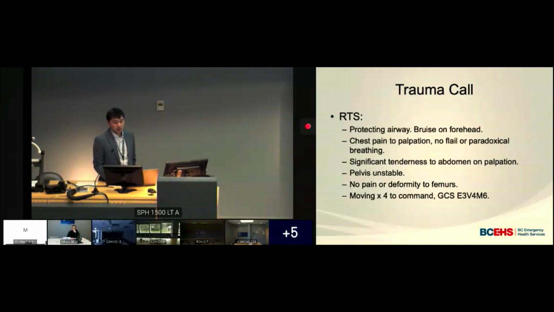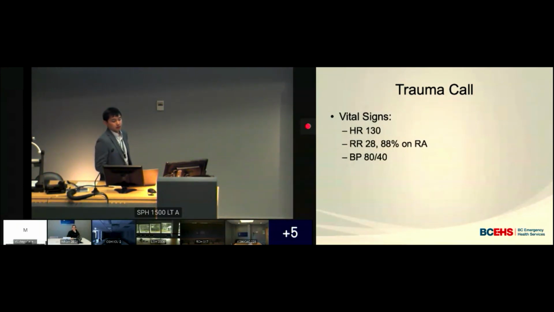When you do your rapid trauma survey, he's protecting his airway. He's got a bruise on his forehead. There's chest pain to palpation, but nothing in terms of an obvious flail segment or any paradoxical breathing. There's significant tenderness to the abdomen on palpation. The pelvis is unstable. When you examine his long bones, there's no pain or deformity to his femur. Your brief neurological exam shows that he's moving ×4 to command, and you get a GCS of 13. So eyes open to voice, kind of confused, but again, moving ×4.